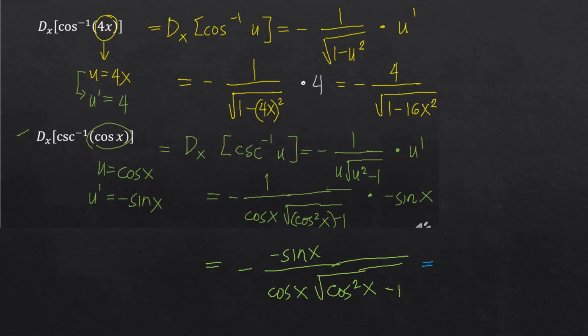into tangent x over square root of cosine squared x minus 1. Take note here that we don't need to replace cosine squared x minus 1 into negative sine squared x, if you would like to use the Pythagorean identity, because there's no need to do that.